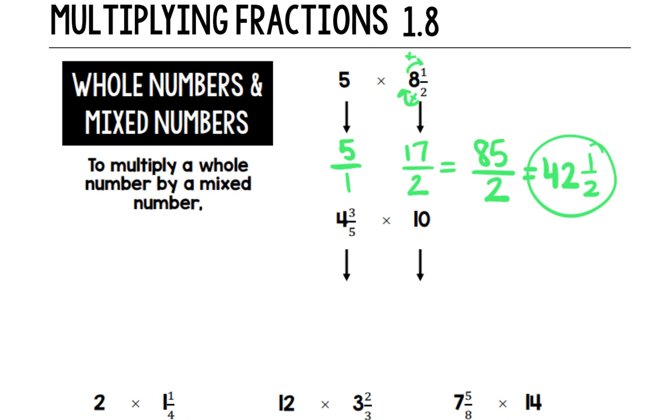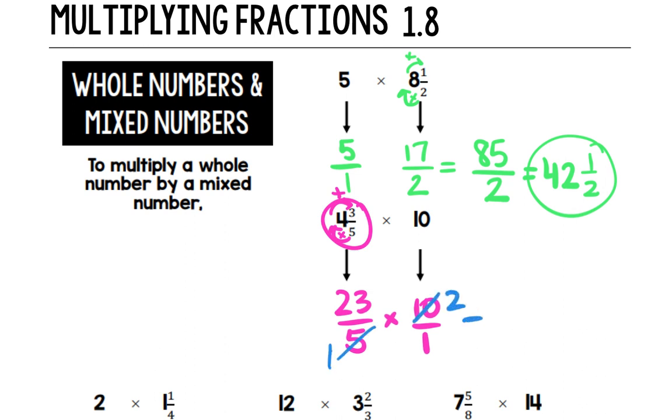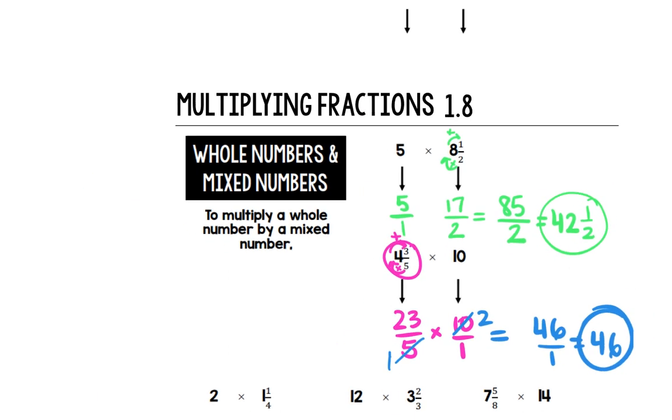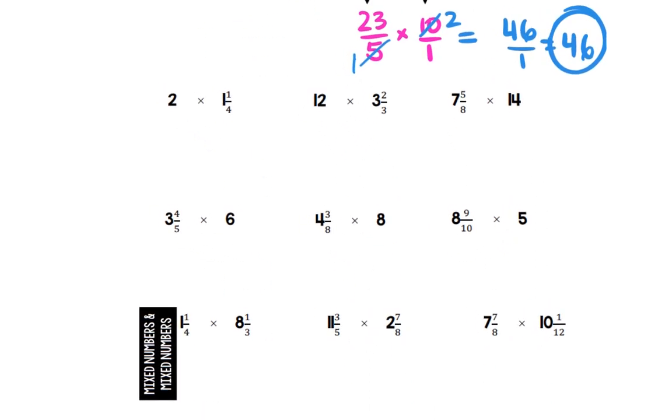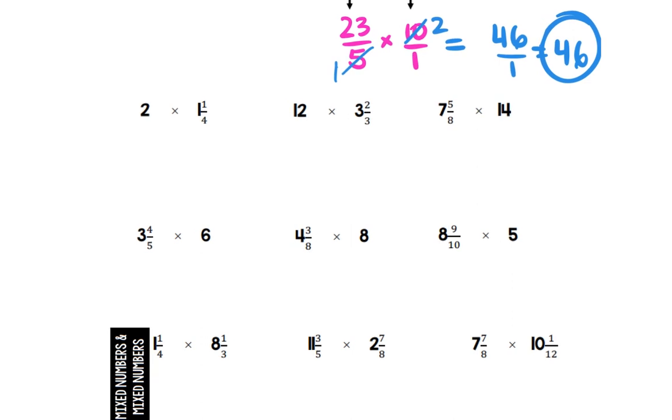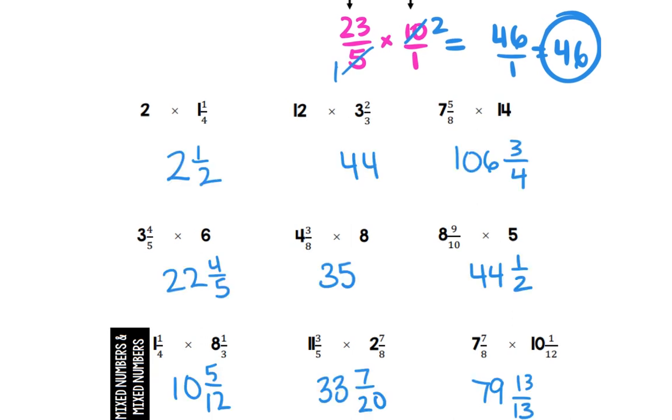So again, what you're going to do is you're going to turn mixed numbers into improper fractions. 5 times 4 is 20, plus 3 is 23/5. We're going to multiply that by 10/1. We can cross simplify here, divide both of these by 5. So now we just have 23 times 2, which is 46/1, or just 46. So go ahead and try these. Again, you can use your calculator. Mixed numbers and whole numbers, mixed numbers and mixed numbers. Here are the answers. Go ahead and check them.